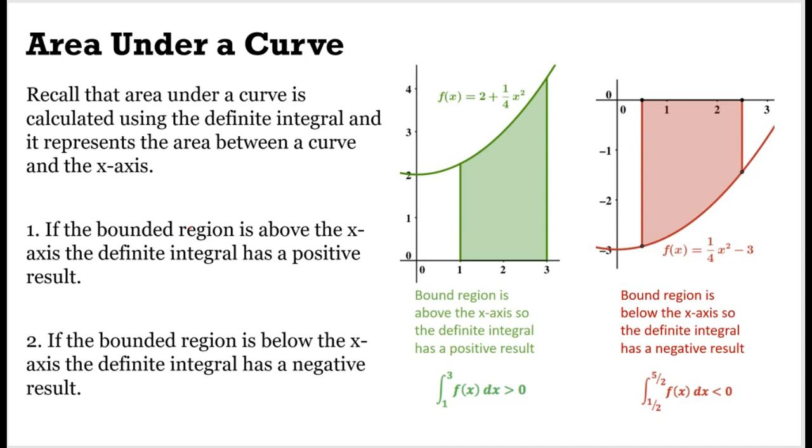Recall that area under a curve is calculated using the definite integral and that it represents the area between a curve and the x-axis. You'll see here in the first example that I have a region above the x-axis, and that's going to give us a positive result or a definite integral greater than 0. And here in the second example, we have a region below the x-axis, and that's going to give us a negative result, an answer less than 0.